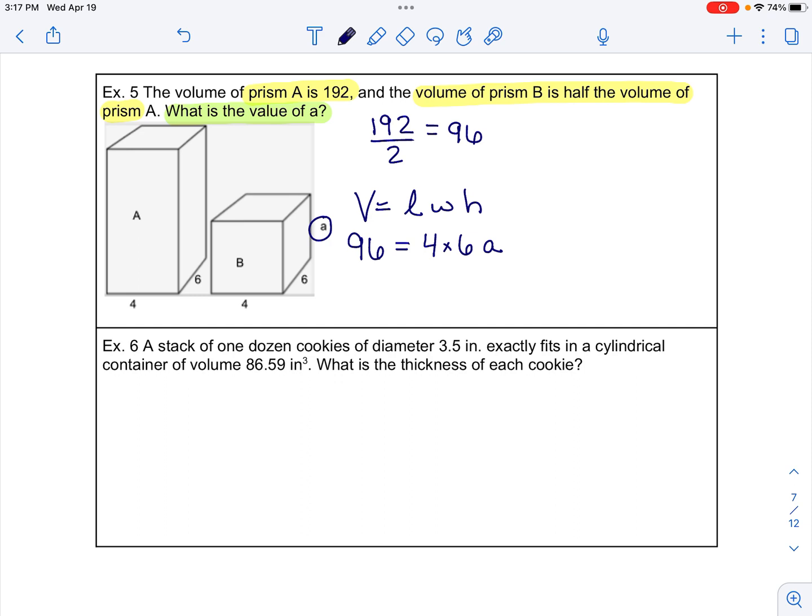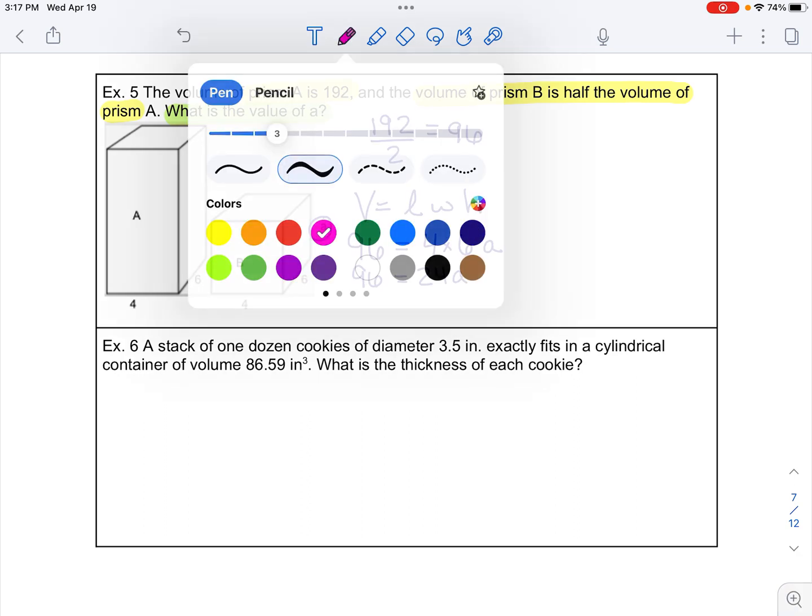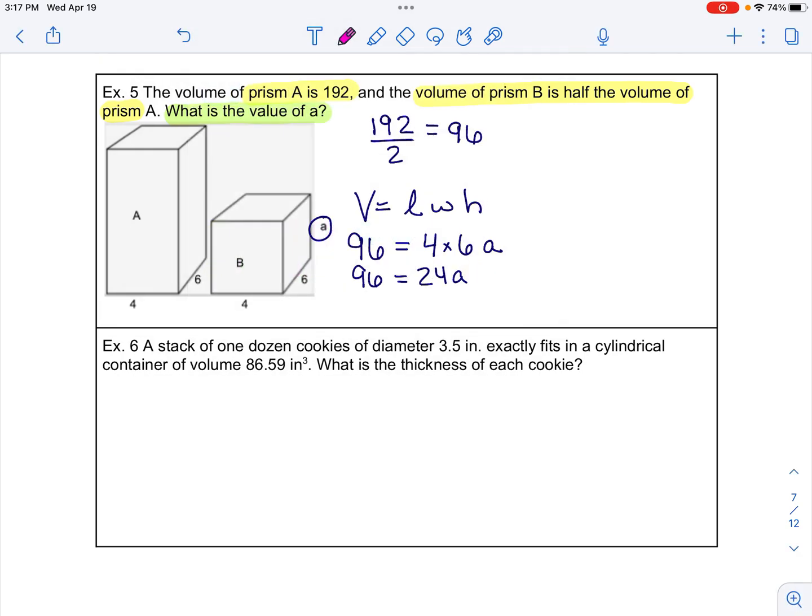So when I say 4 times 6, we just need to multiply. 4 times 6 is 24, and we have the A. So the opposite of multiplying is to divide the 24 to the other side. So to get A by itself, we have to divide 24 to the other side. And 96 divided by 24 is 4.